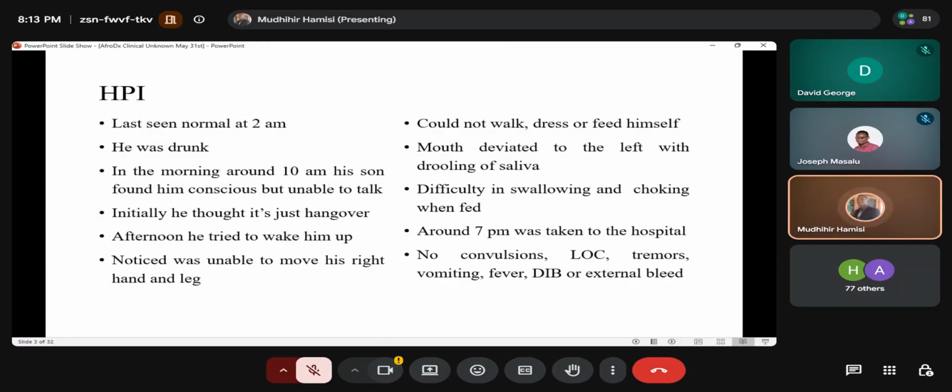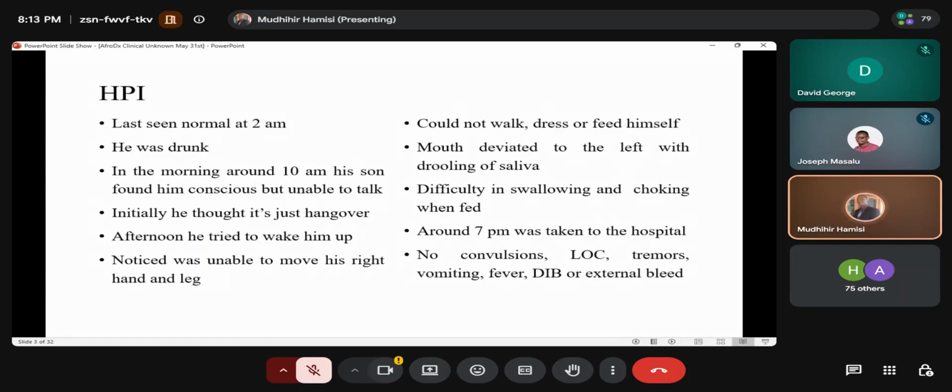So in the morning, around 10 a.m., his son went there to see if his father was awake, but he found him conscious and unable to talk. He was just sitting on a couch. He didn't sleep on the bed. So initially, the son thought it was just a hangover due to drinking alcohol, so he left his father there. And in the afternoon, he went again to give him food.